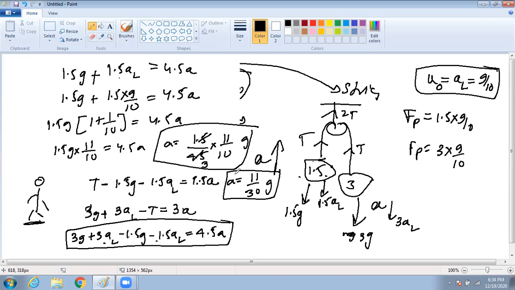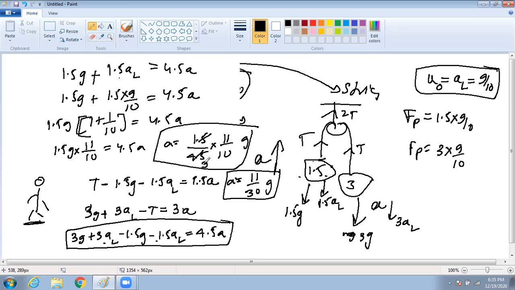If you multiply, are we sure we got this much? 1.5 into 3 is 4.5. Is it so? No, wrong. 15 threes are 45, right? One plus 1 by 10. So clear? A is equal to this much. Now you got A.